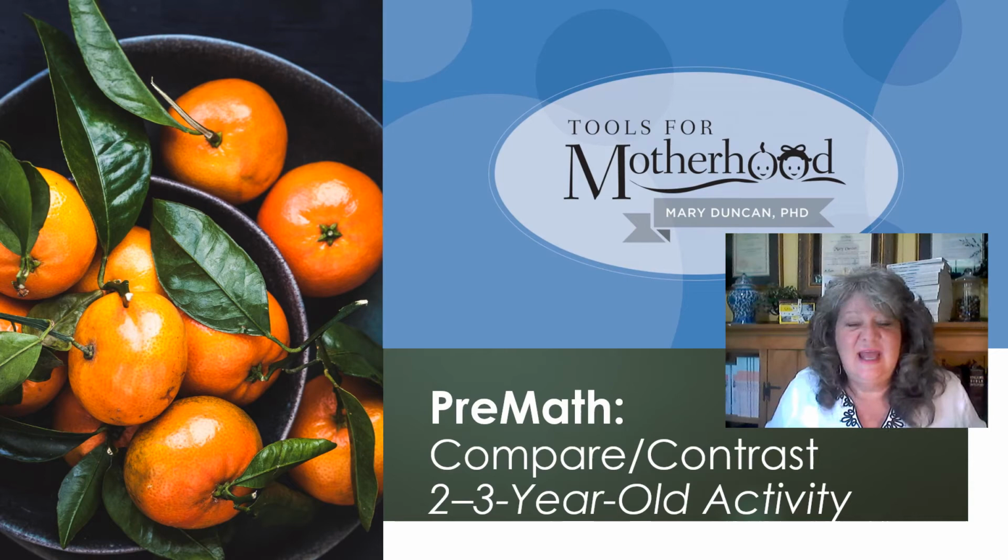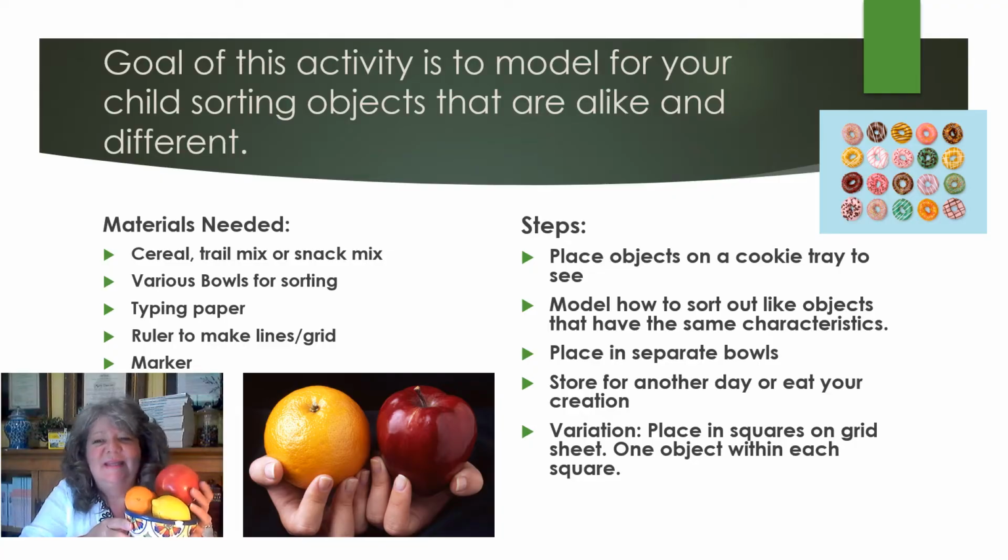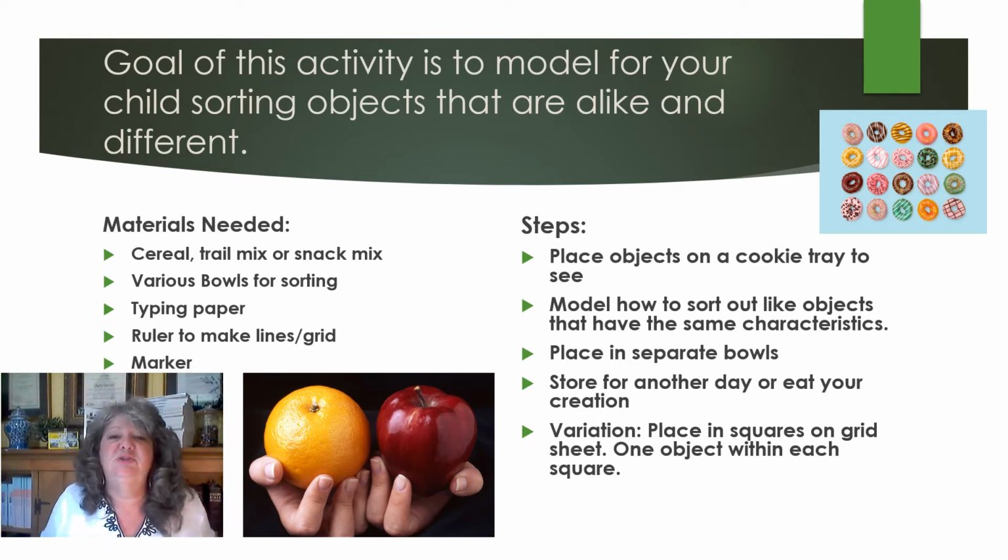In this activity today, we're going to be taking a look at a pre-math activity for children 2 to 3 years of age. The name of this activity is called Compare and Contrast. In this bowl, we have various objects that are alike and that are different. Lots of different colors, although they all seem to be round, they do have characteristics that are different. The goal of this activity is to model for our child sorting objects that are alike and that are different.